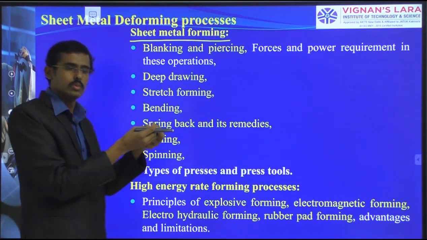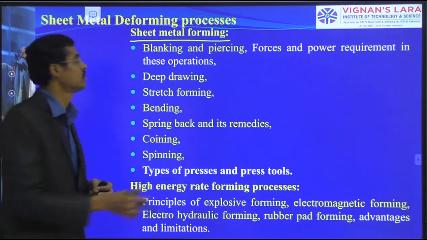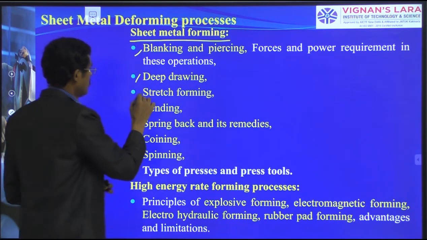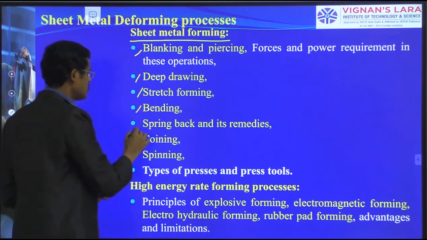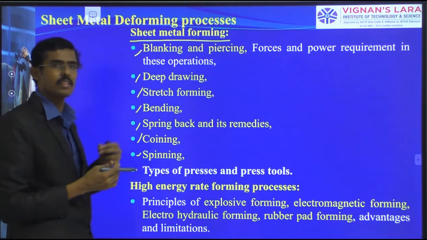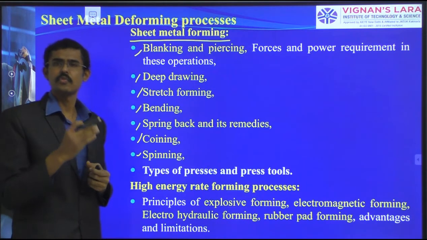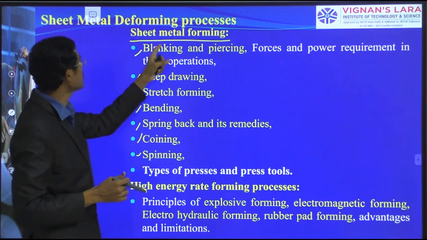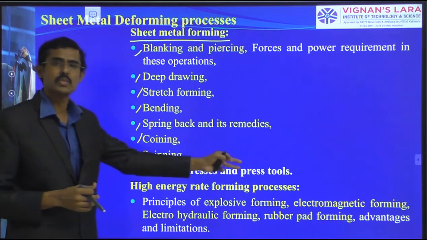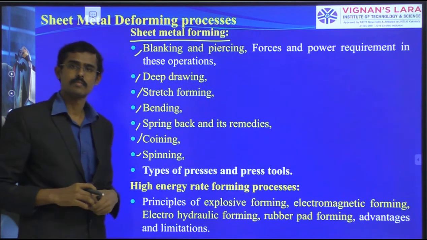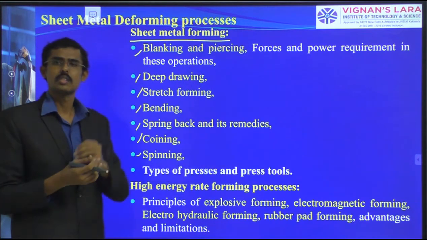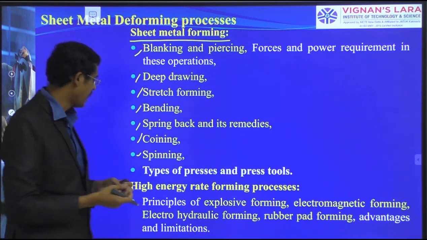We can name a few terminologies: blanking and piercing, deep drawing, stretch forming, bending, spring back, coining, spinning. So these are some of the processes used for sheet metal forming less than 6 mm. And we are using some process and press tools to do these processes: progressive dies, compressive dies, such processes and tools we are using.